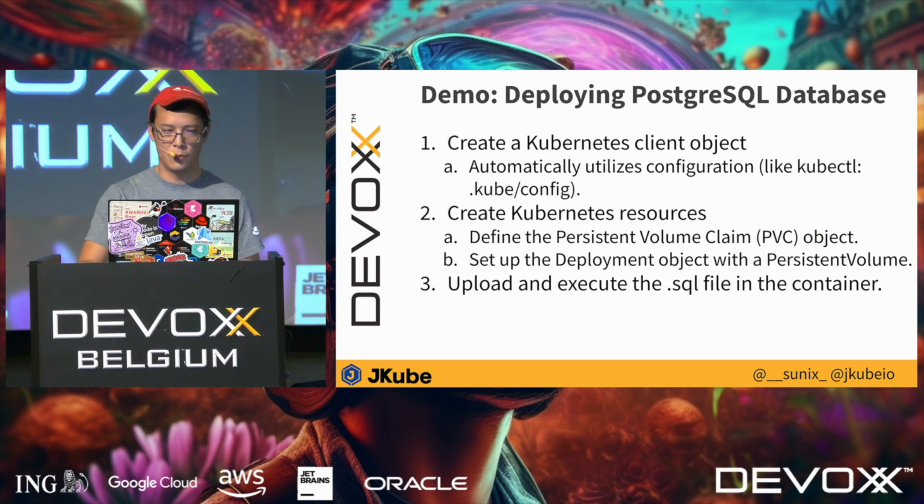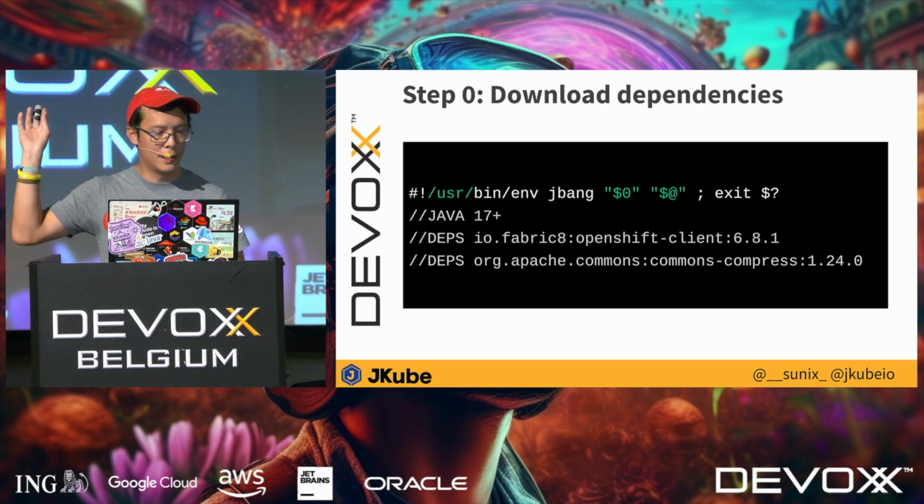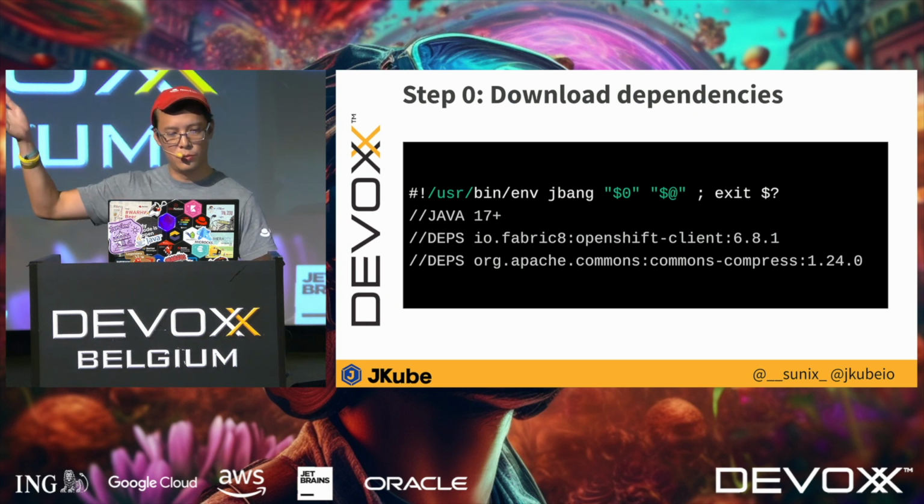I'll show you the code quickly, and then I will execute that afterwards. This is the JBang file. We start with that, and the nice thing is you don't have to set up a Maven pom.xml file. You just need to add some commands to add the dependencies. For instance, //DEPS for the Fabric8 Kubernetes client, which is the Kubernetes client actually, and then another dependency, commons-compress.